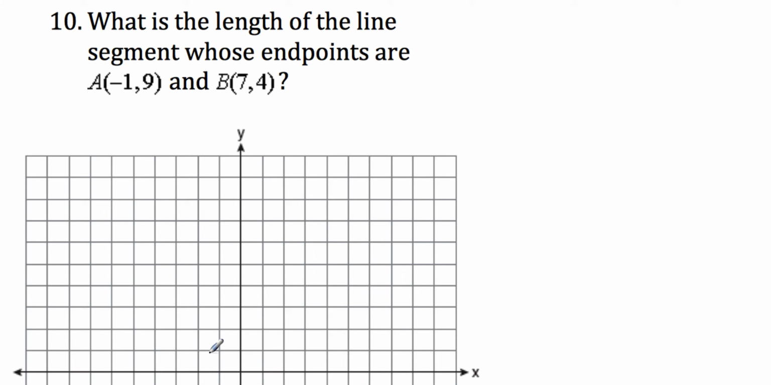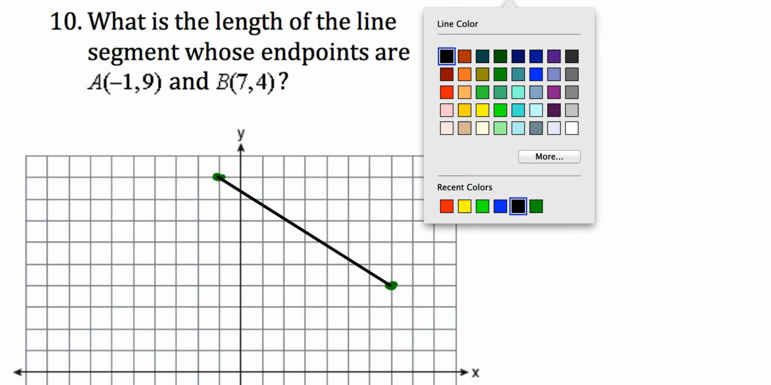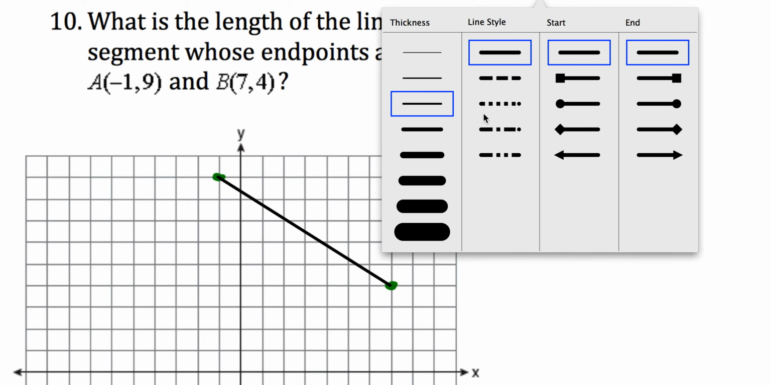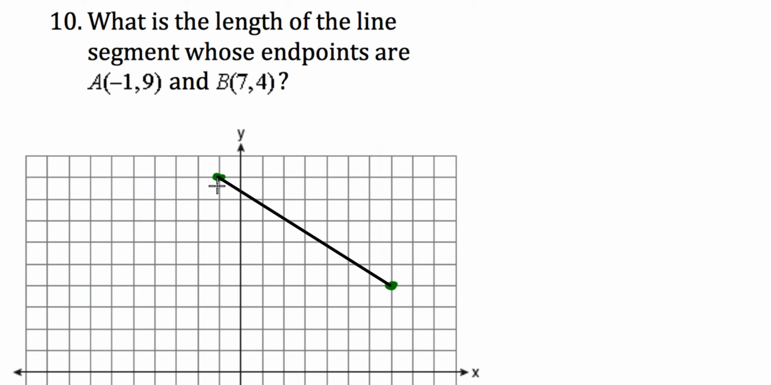How about the first point is negative 1, 9, which would have been right over here. Second one is 7, and then 4. So then once again, that's the distance that I'm looking for. And then the vertical difference would have been this much, and horizontal difference would have been that much.